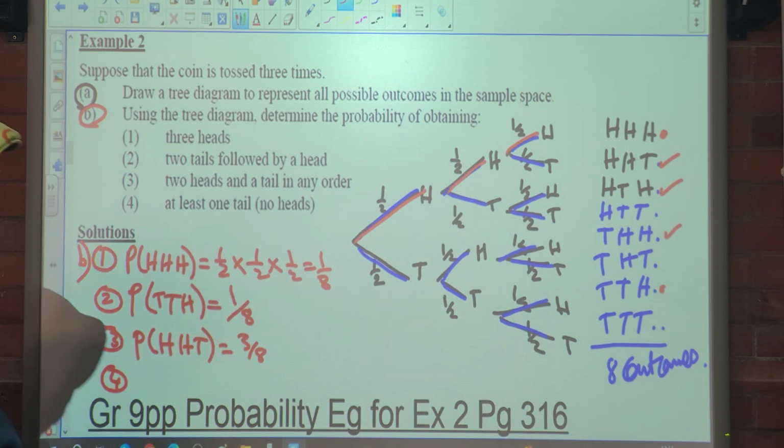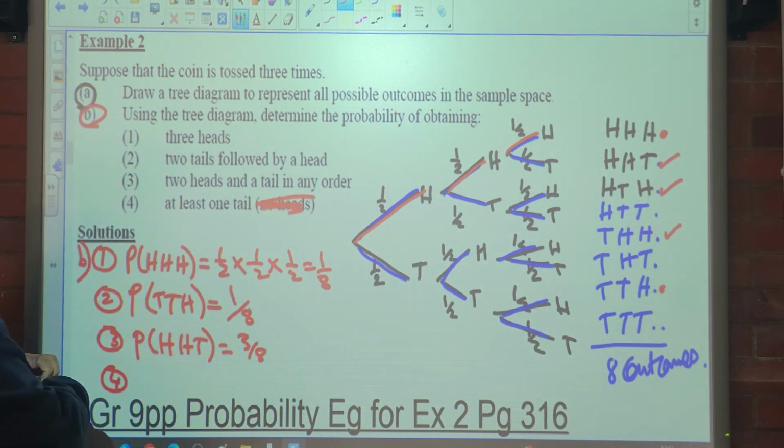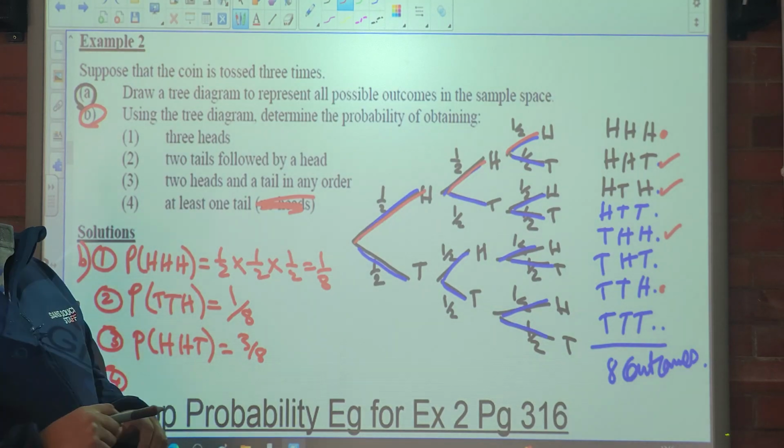Number 4, at least 1 tail. At least 1 tail. This shouldn't be here, no? No heads. Let's probably say no heads only.